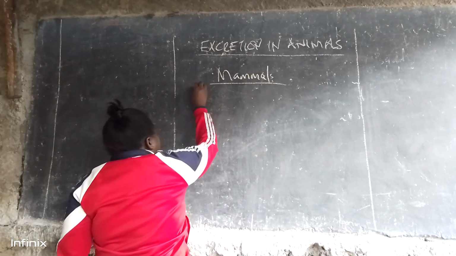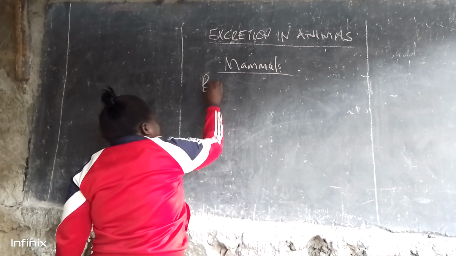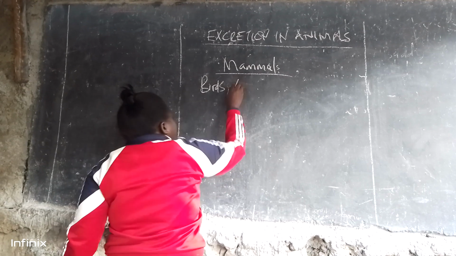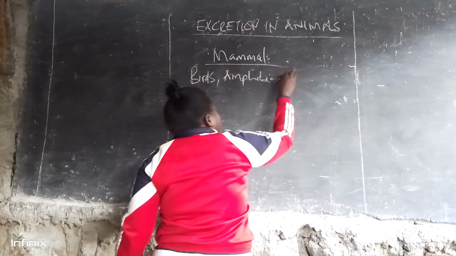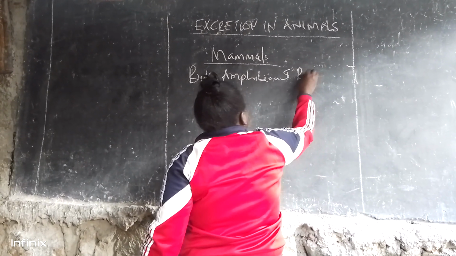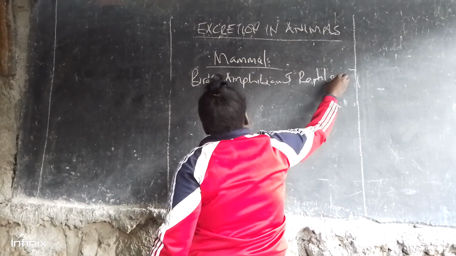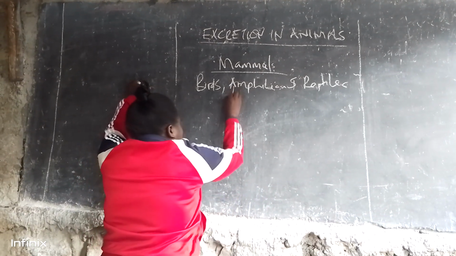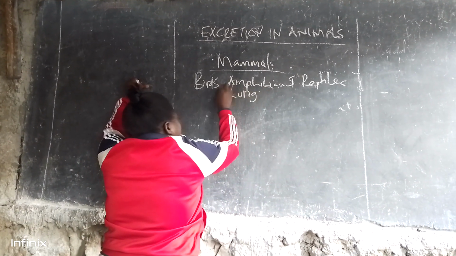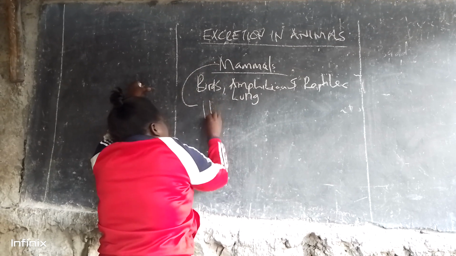Category number one consists of birds, amphibians, and even reptiles. Under this, the excretory surface or organ is the lung. The second category of mammal, we have human beings.